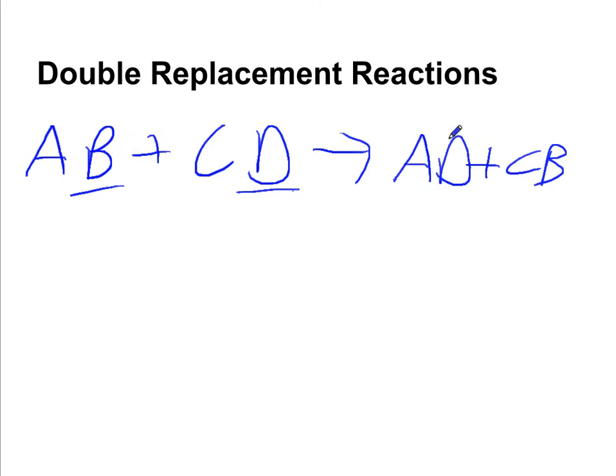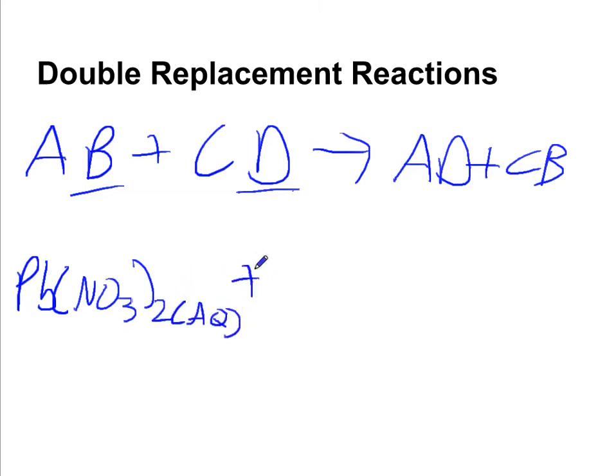An example of a double replacement reaction, if we had two solutions, we had a solution of lead nitrate. This is lead 2 nitrate. It's got a +2 charge. An aqueous solution of that is going to combine with a solution of potassium iodide.